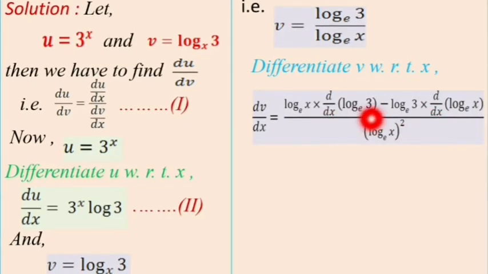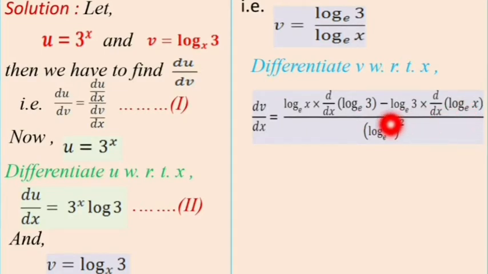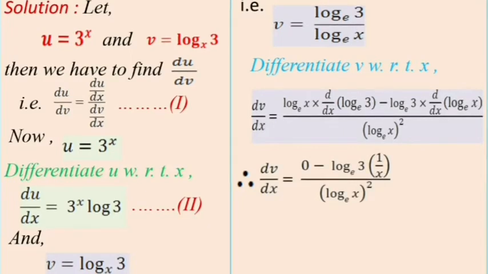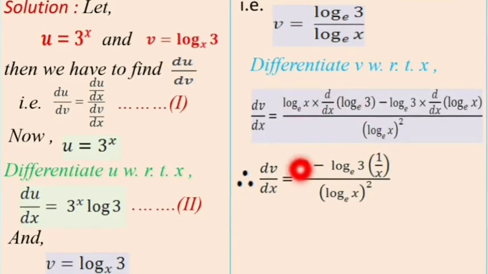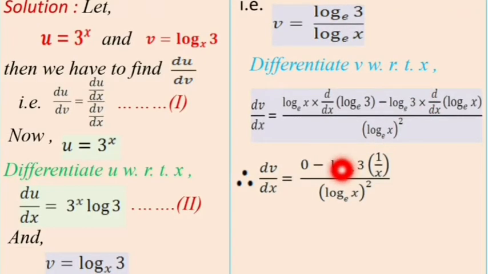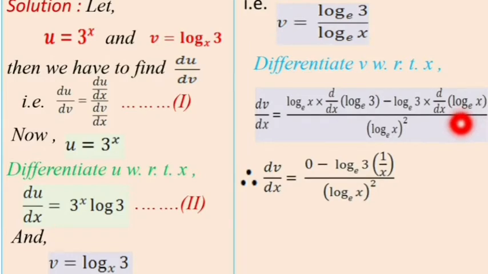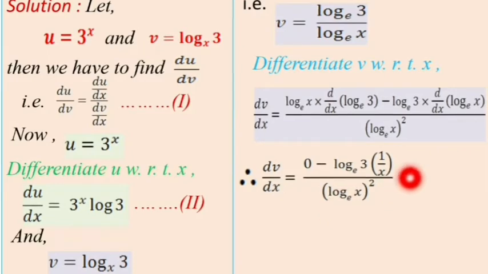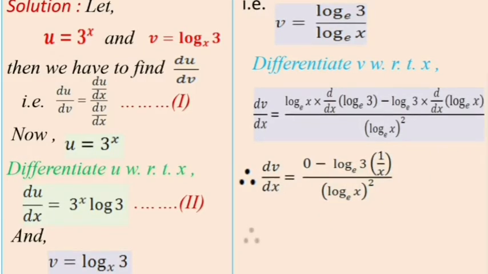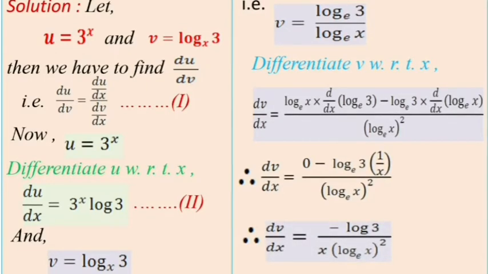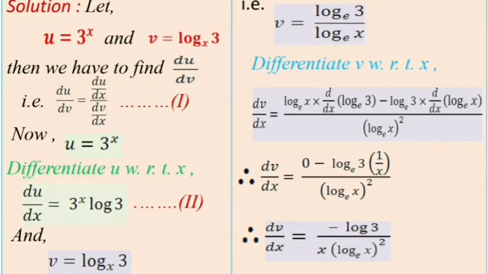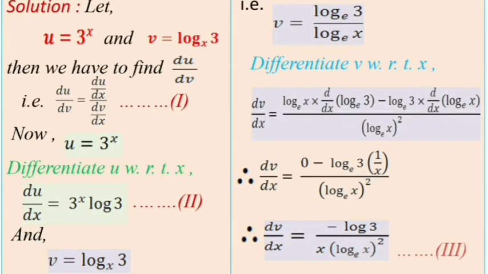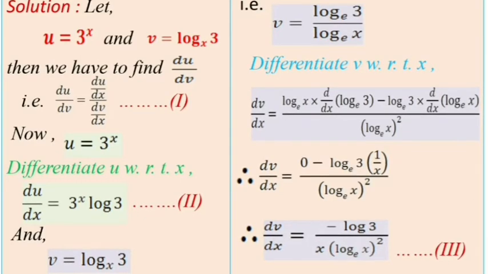Now simplifying, take the derivative of log of 3 and log of x. We know that log of 3 is our constant, therefore we can get dv by dx equal to derivative of constant, that is 0 into log of x, that is 0, minus log of 3 to the base e into derivative of log of x to the base e, that is 1 upon x, whole divided by log of x to the base e bracket square. Simplifying this, we can get dv by dx equal to minus log of 3 whole divided by x into log of x to the base e bracket square, and that is our third equation, the derivative of phi with respect to x.